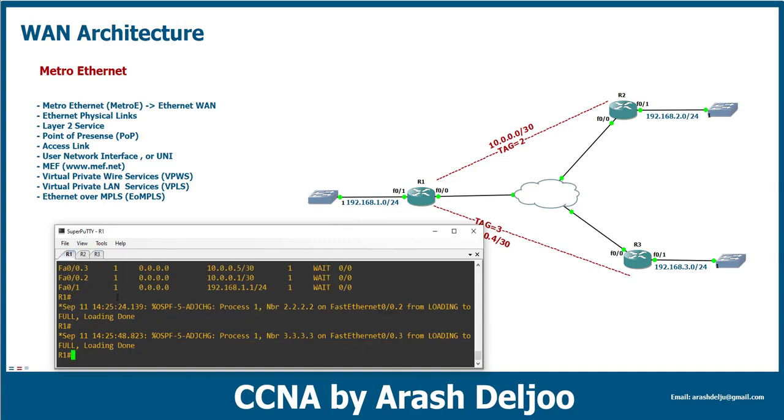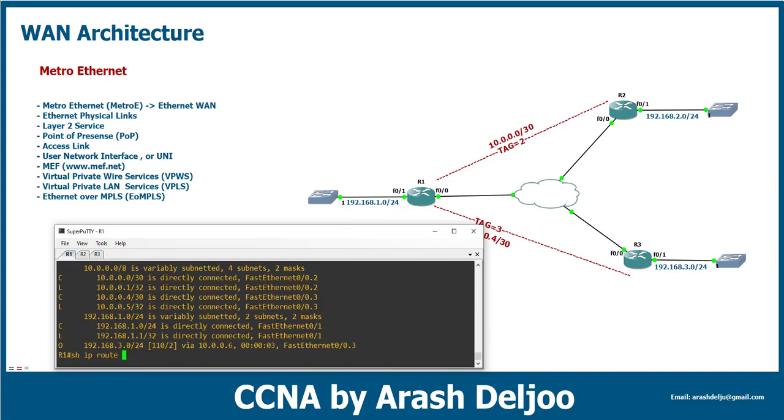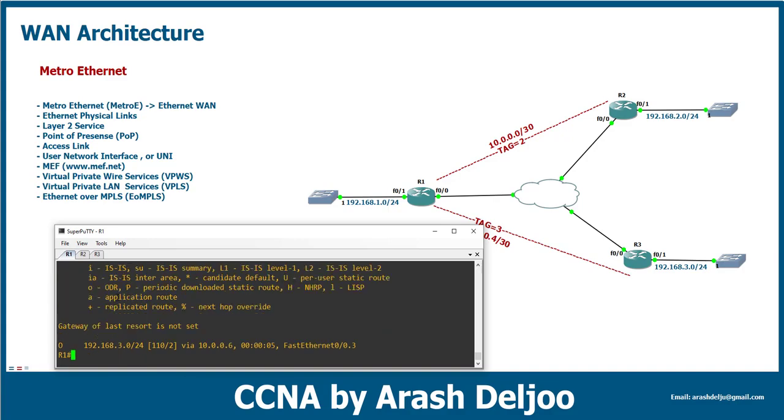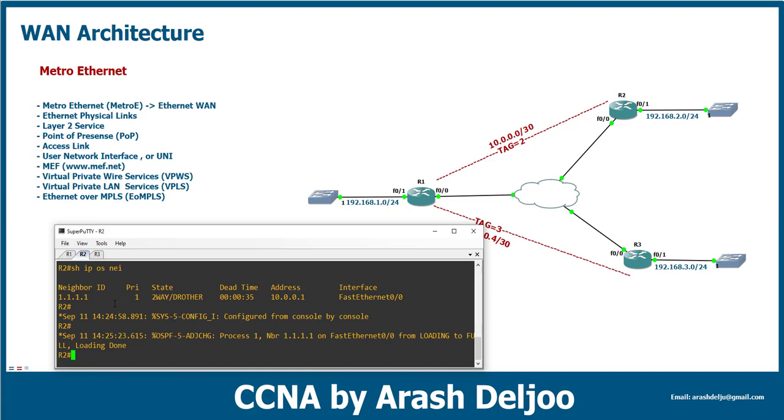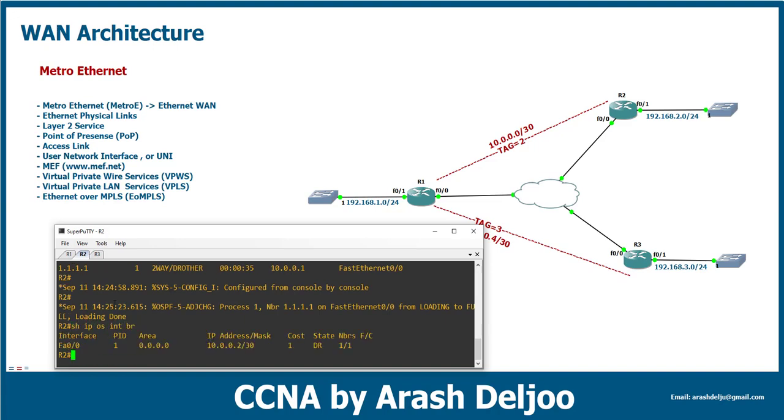If you check the router 1 routing table, show ip route, or show ip route ospf, can show us that we have learned 192.168.3.0 from router 3. And also let me check router 2's configuration. In router 2, show ip ospf interface brief can show us that we have enabled OSPF on the FastEthernet 0/0 only. Why?